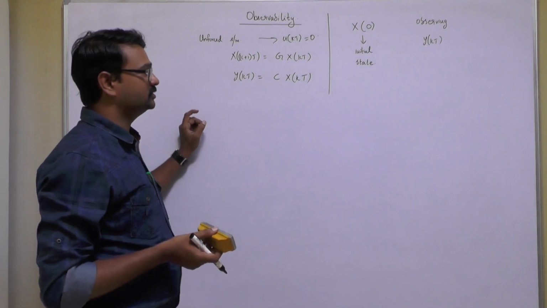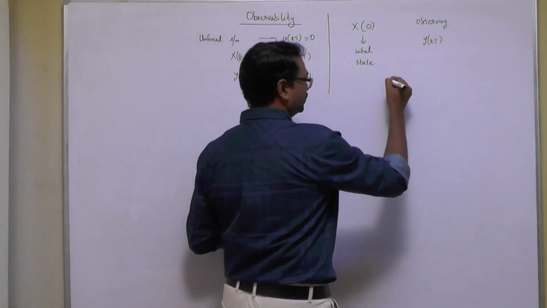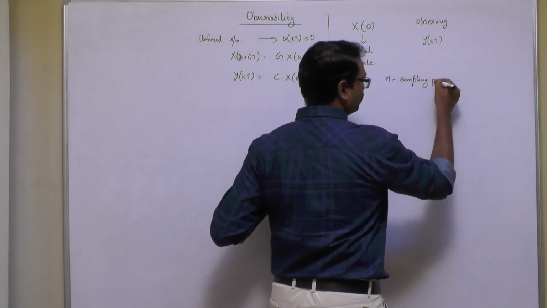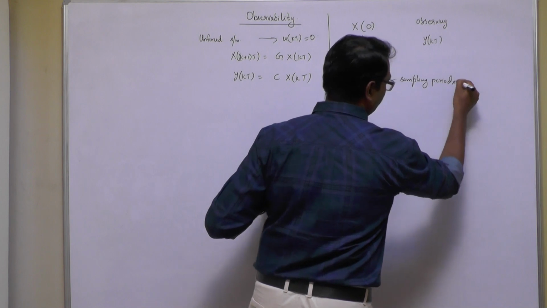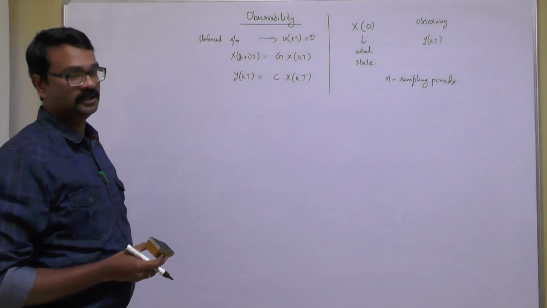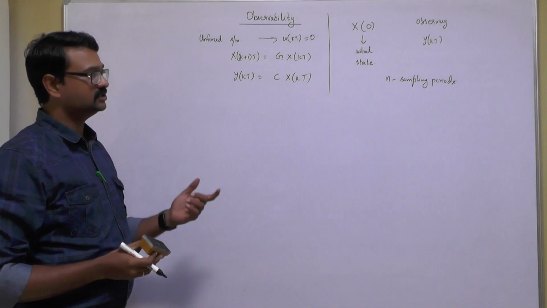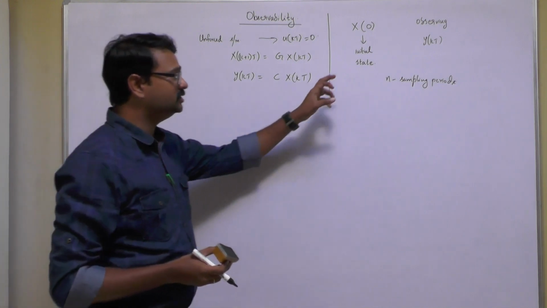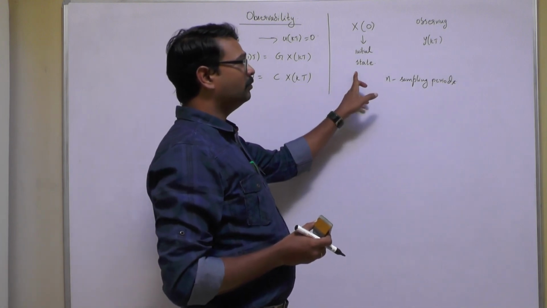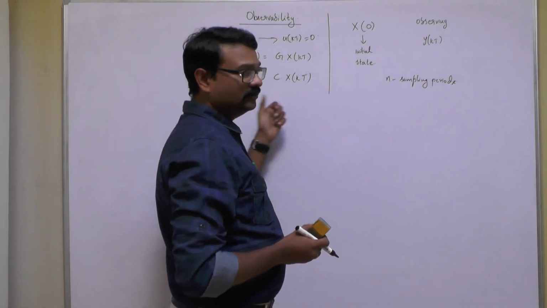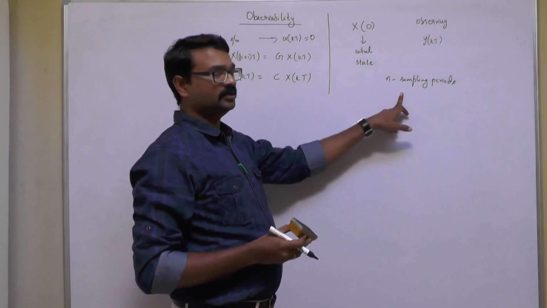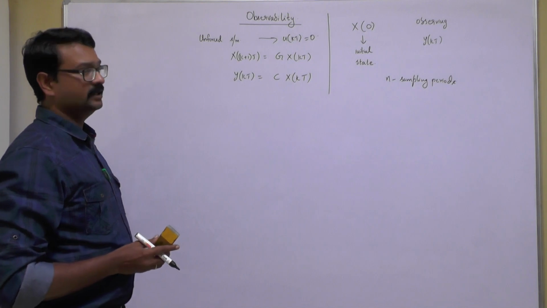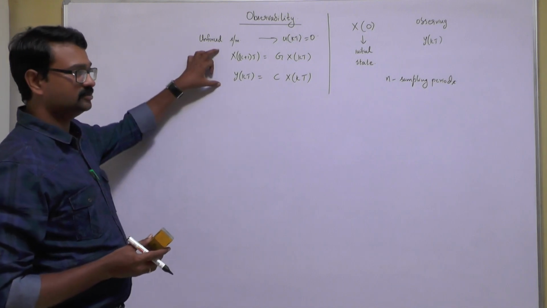X represents the state of the system, in a finite time period, again n sampling periods. In a finite time period, that is n sampling periods, that is a constraint for us. If it is possible for us to determine the initial state x of 0 by observing y of kt within a finite time period, n sampling periods, then it is said to be observable in nature. Right, then this system is observable in nature.